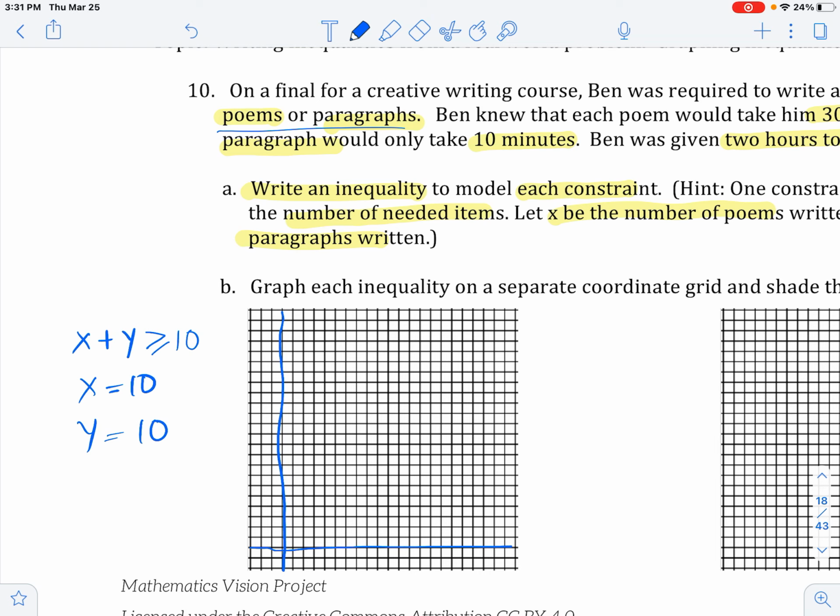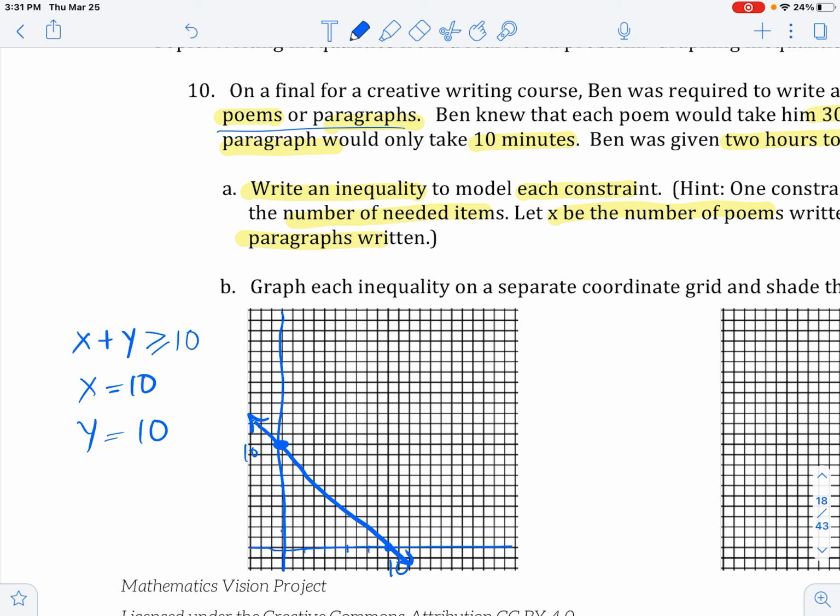So I have to count. That's 2, 4, 6, 8, 10. That's my y-intercept. 2, 4, 6, 8, 10. That's my x-intercept. I got the points and I'm going to connect the points because it's greater than or equal to, it's going to be a solid line.